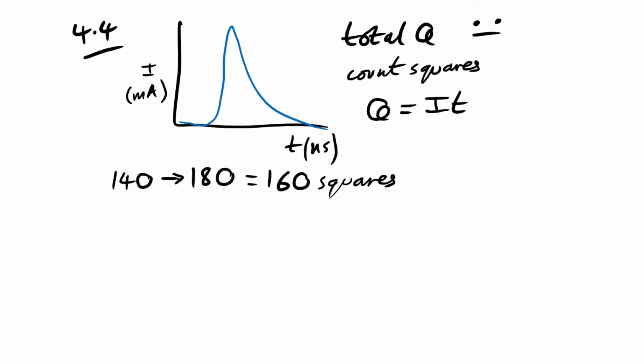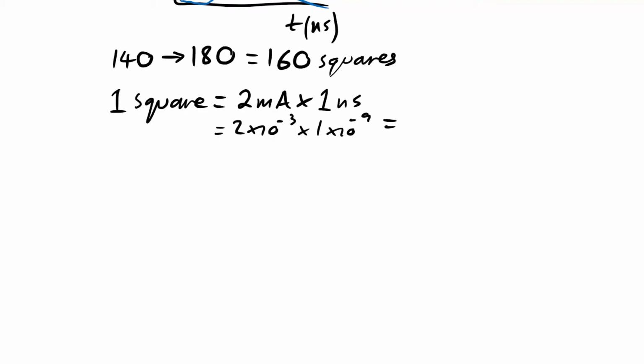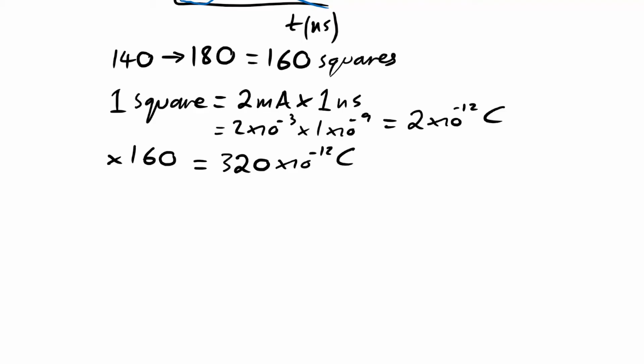The important thing is that we know what each square represents. So we can see that 1 square, how high is it? That's 2 milliamps. And then we times that by the time, which is 1 nanosecond. So that's 2 times 10 to the minus 3 times 1 times 10 to the minus 9, which gives us 2 times 10 to the minus 12 coulombs. Times that by 160, so that's 320 times 10 to the minus 12 coulombs altogether.